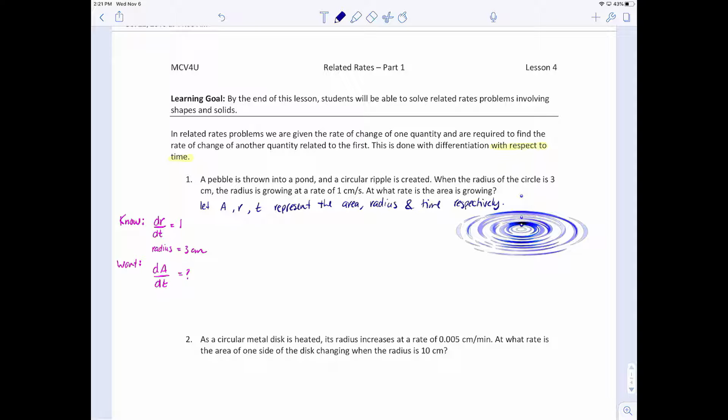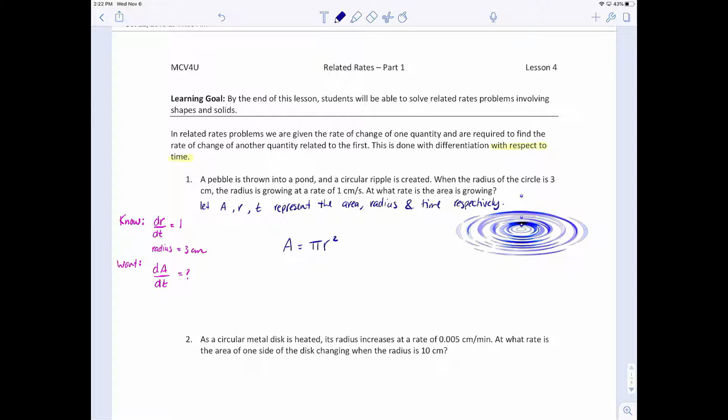I have to come up with some equation that relates these two things. Sometimes it's going to be really obvious, and sometimes that's where it becomes hard, not knowing what the equation is that relates these things. So this one, we're talking about the area of a circle and the radius. Similar to what we were doing last class, our relationship between the two is that area is equal to pi r squared.